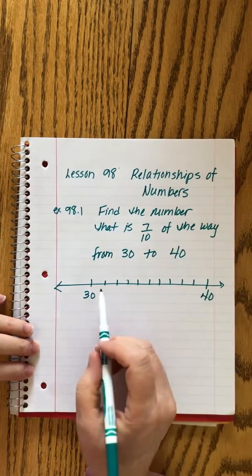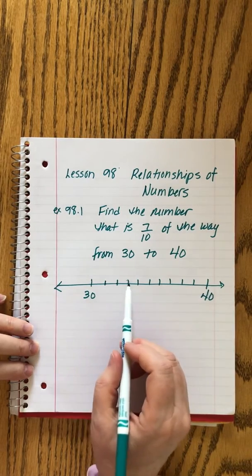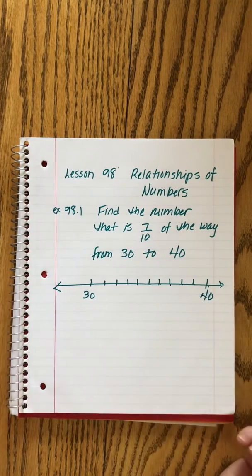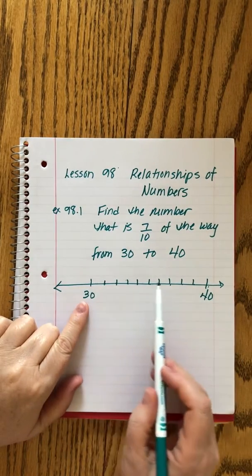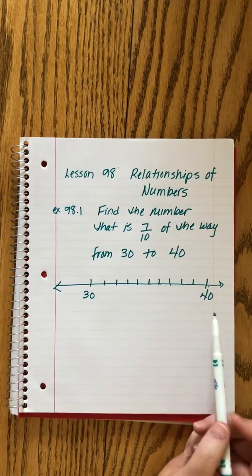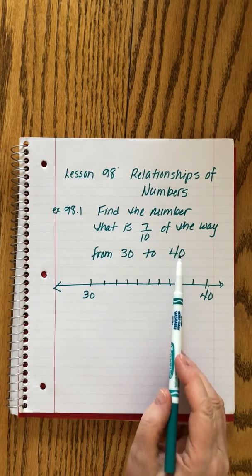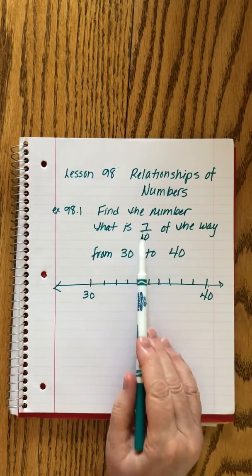And there's 40. Notice I put 10 hash marks after 30. 31, 32, 33, 34, 35, 36, 37, 38, 39, 40. Okay? Now, we're supposed to find the number that is 7/10 of the way from 30 to 40. Now, this is an easy one because there are 10 spaces, there are 10 numbers between 30 and 40, and we would need to find 7 of the 10.